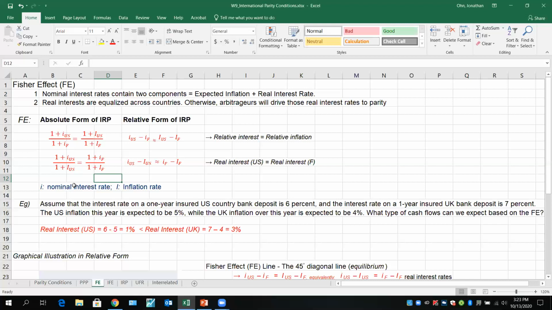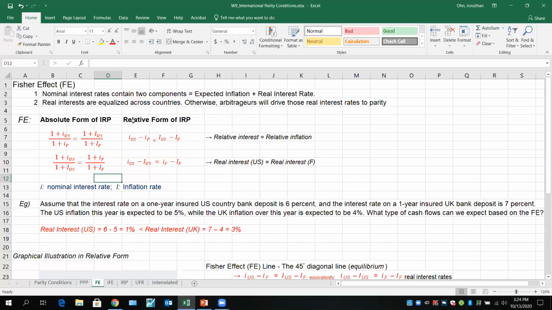So 1 plus the nominal rate, adjusted for inflation, means a real interest rate, right? So this is the real interest, for the US and for the foreign country. Then if you put the nominal interest and the inflation on the same side, you will get this form. This form and that form are the same thing.